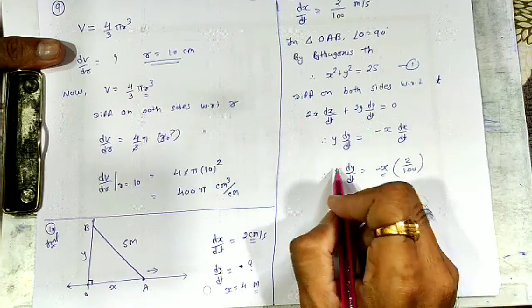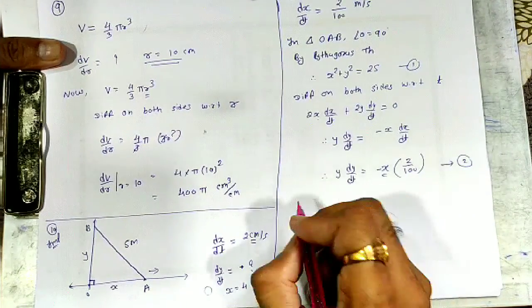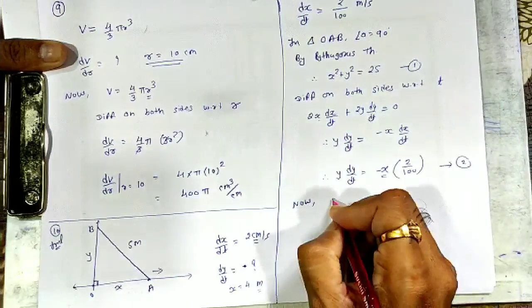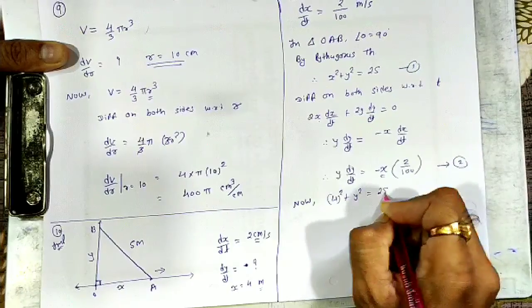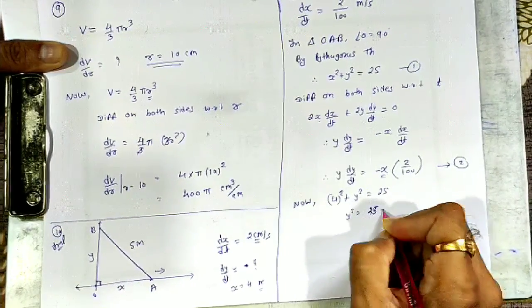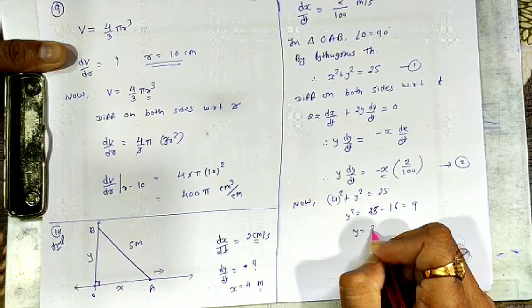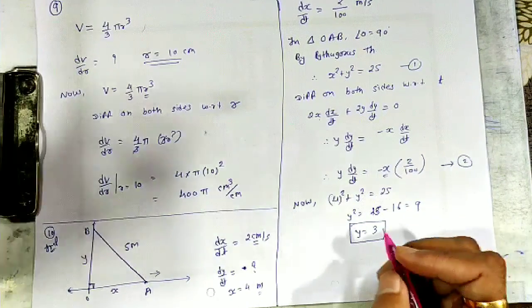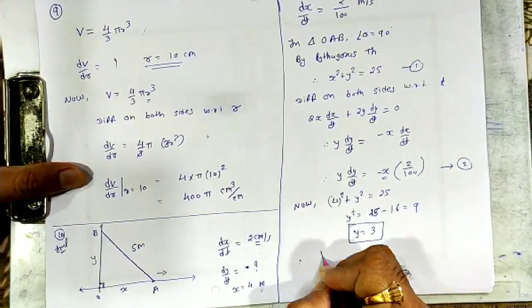This x is also given, but we have to find the value of y. So this is result 2. Now in result 1, put x equal to 4. So we're getting 4 square plus y square equal to 25. So y square equal to 25 minus 16, so it's 9. So y equal to plus or minus 3, but we have to consider the height. So take y equal to 3. Put y equal to 3 over here, x equal to 4. We'll get the rate of change of height.